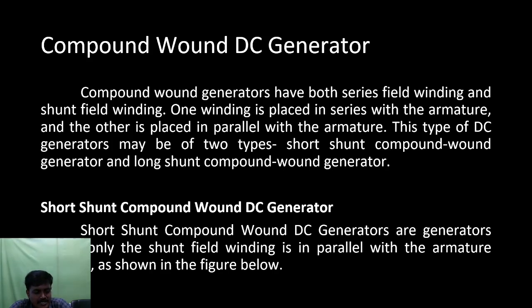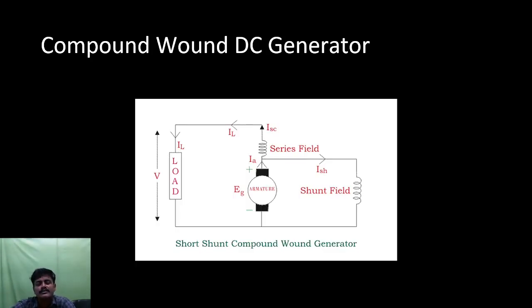As we discussed, short shunt compound wound generators are generators where only the shunt field winding is in parallel with the armature winding, shown in the figure below. This is the figure for the compound wound DC generator in the short shunt configuration. Here the field coil is only parallel with the armature winding. It is not at all affecting the series field winding.